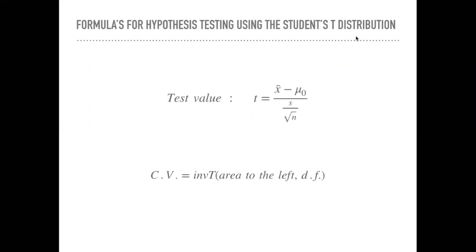So if I use the student t-distribution instead, I'm going to use a very slightly different formula. The only real change here is that I'm using the sample standard deviation instead of the population standard deviation. And for my critical value, I'm using the inverse t function instead of the inverse norm function.